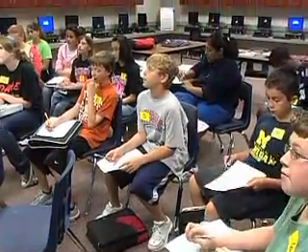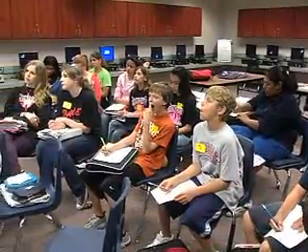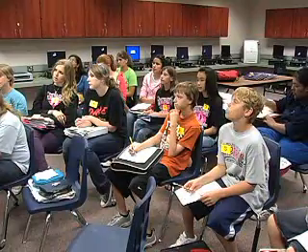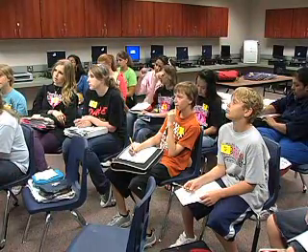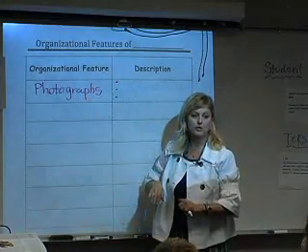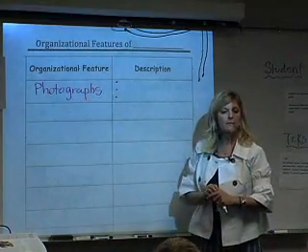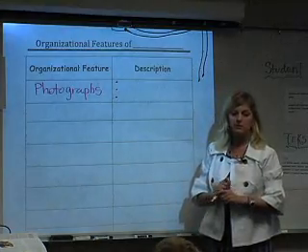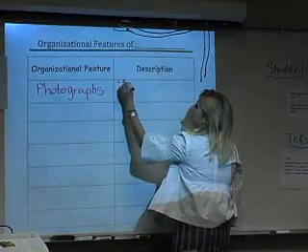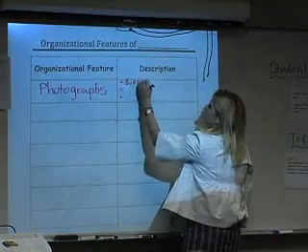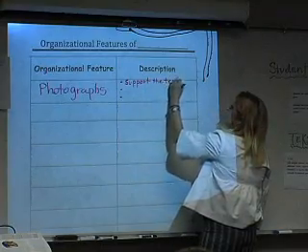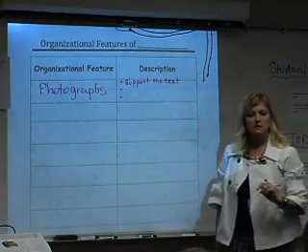Now, let me tell you what we do on the right-hand side where it says description. We're going to describe this feature. What are its characteristics? Where is it on the page? How does the reader use that particular feature? So describe this for me. Talk about the photograph that you saw on that page. I'll give you an example. Let me get us started. Photographs support the text.